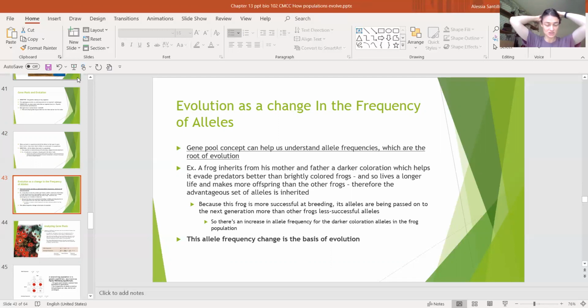the predators. Because this darker frog is more successful in breeding, since it can last longer, it's also going to pass on its alleles to the next generation. And so other frogs are at a disadvantage. Say frogs that are light colored in that situation, they're probably not going to live long, and so they're probably not going to have a chance to give off as many offspring with that light coloration.